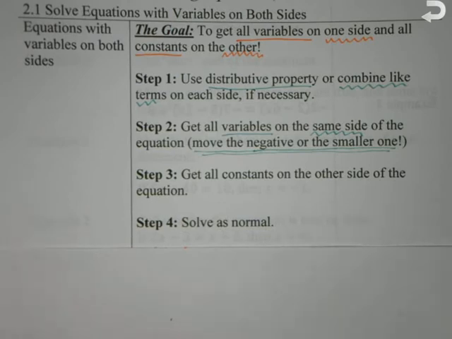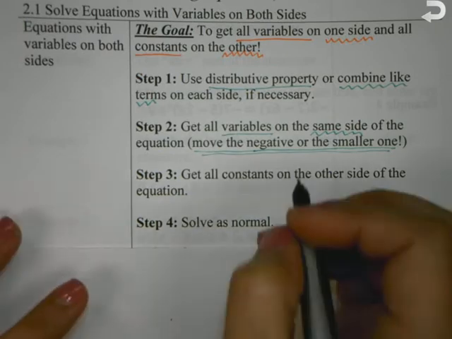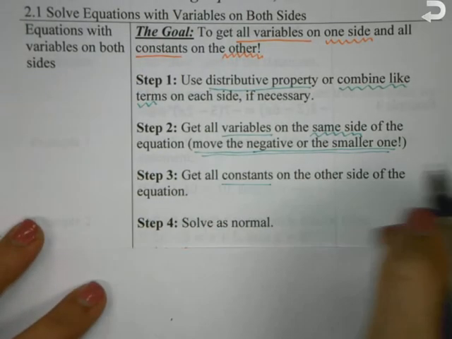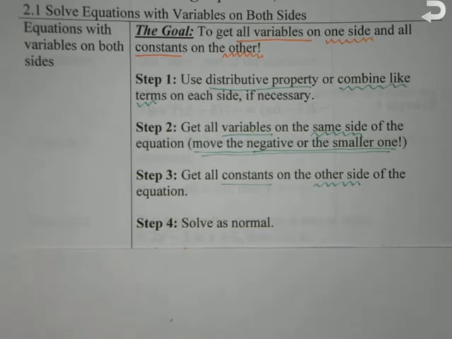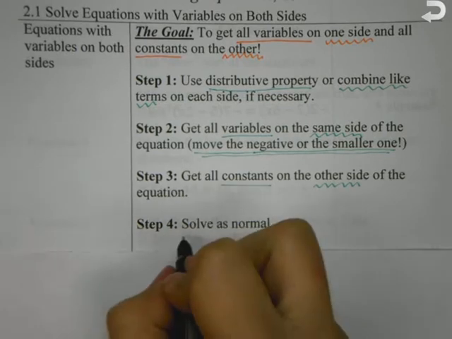Step 3, you want to get all constants on the other side. So if we put all of the variables on the left, we want to put all of the constants on the right. If we put all of the variables on the right, we want to get all of the constants on the left. We want them on opposite sides, because then we can solve as normal.